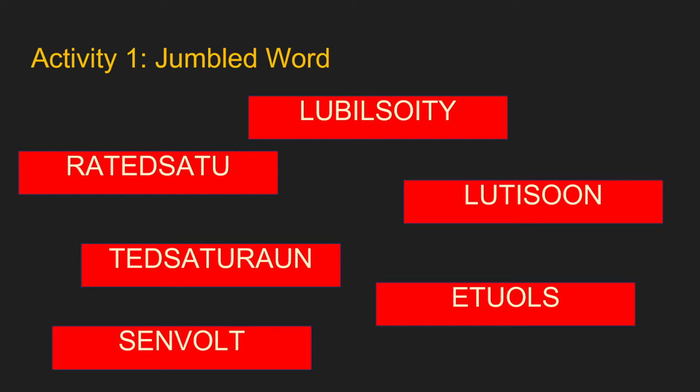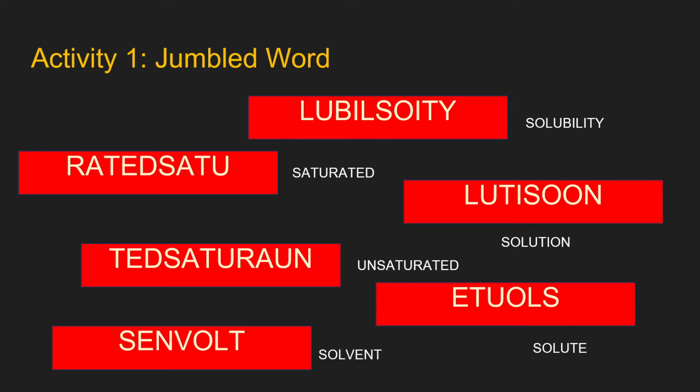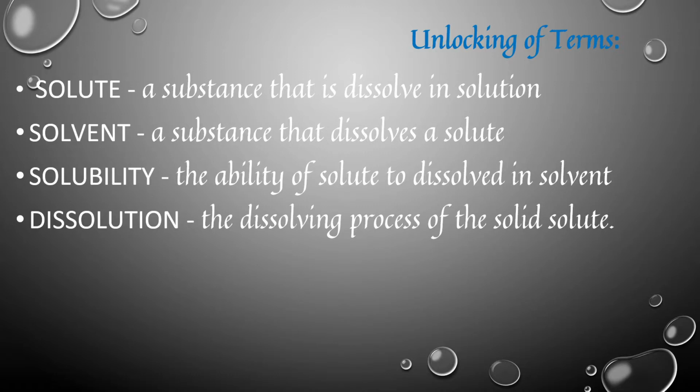Okay. So, the first one is solubility. The second one is saturated. The third one is solution. Next, unsaturated. The fifth one is solute. And then the last one is solvent. So, ano ba yung mga word na yan? So, ngayon pag-uusapan natin ano bang ibig sabihin ng mga yan.